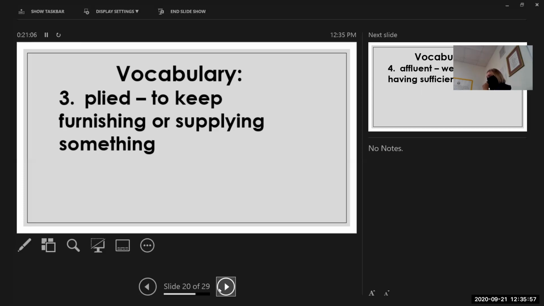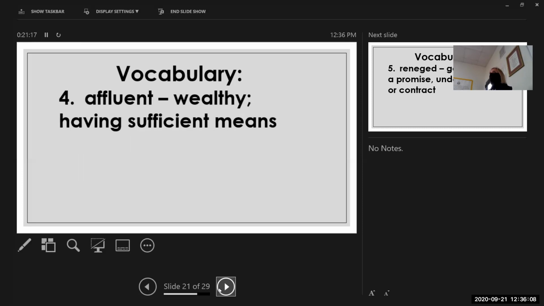That word reneged, it doesn't look like it would be pronounced that way, but it is pronounced reneged. So there are two words in there. What does the word affluent mean? Wealthy, okay? Having sufficient means. So what does she realize? Years later, Lamar, what does she realize? She has this light bulb moment years later. What does she realize? Right, she wasn't the only one. Thank you, Lamar, or Bryce, for Lamar.